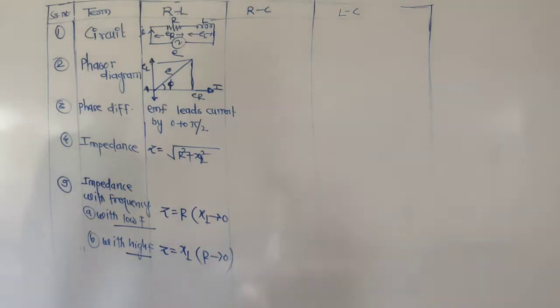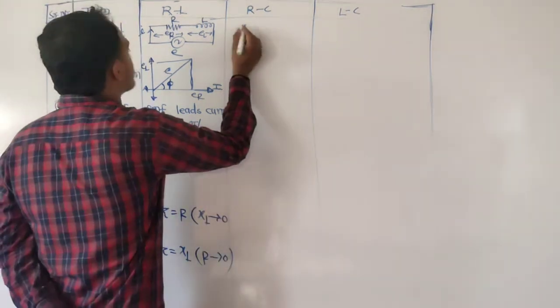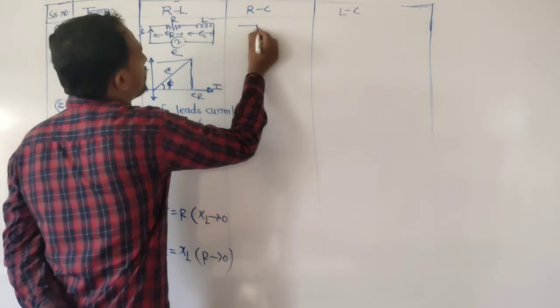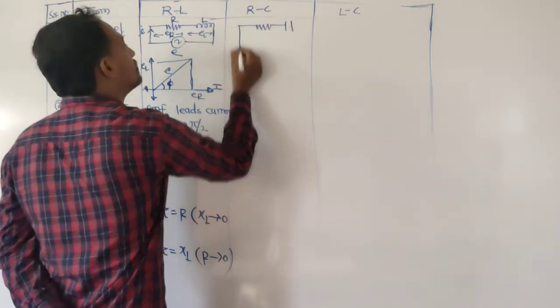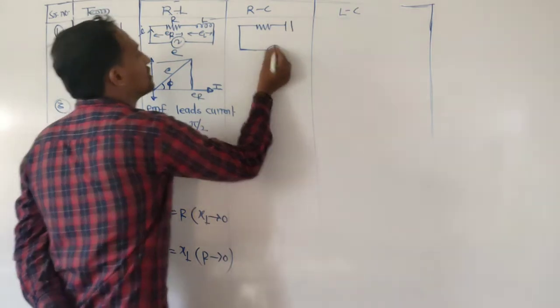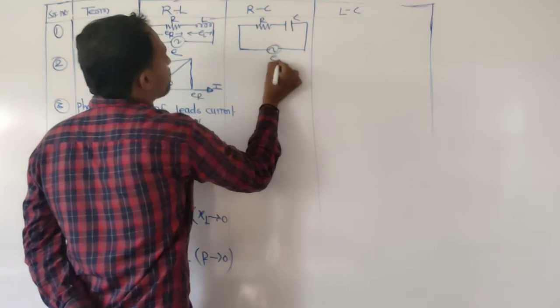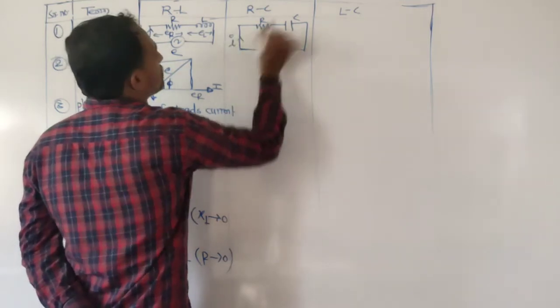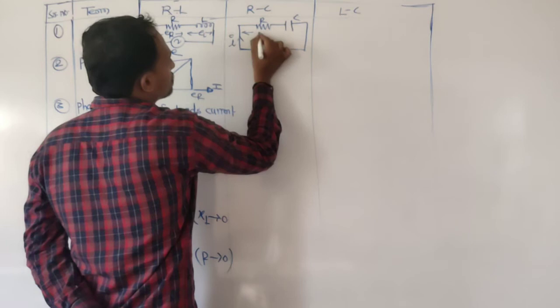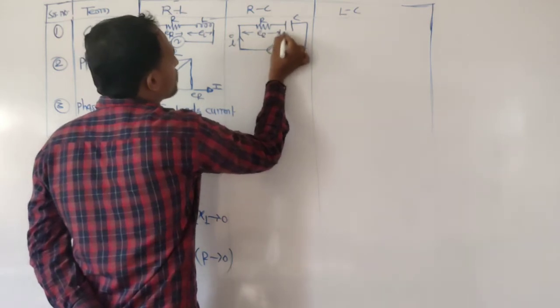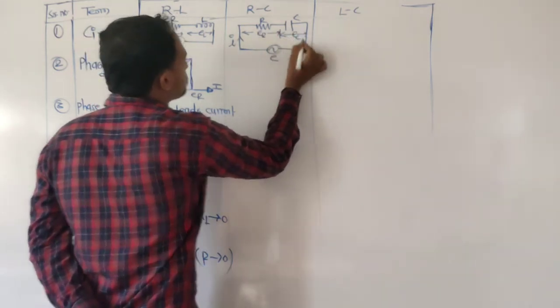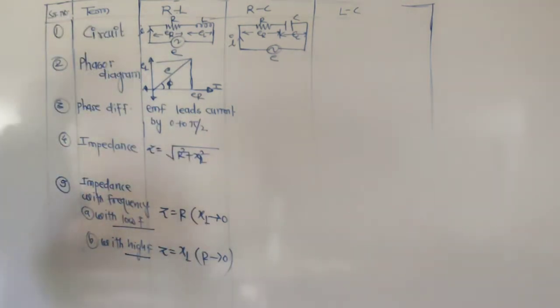Then we have discussed the next circuit, which is the RC circuit. Here we have considered this circuit. This is the resistance and this is the capacitor which is connected across the AC supply, so RC and EMF E. Current I passes through this, and the EMF across the resistance is ER and the EMF across the capacitance is EC.